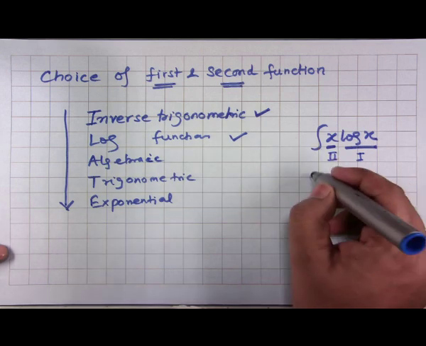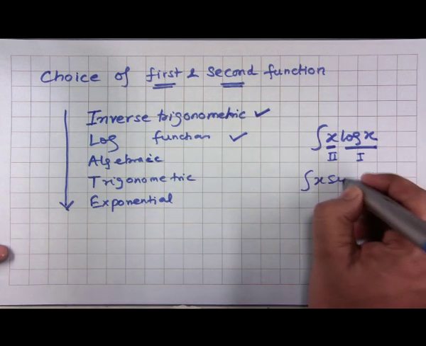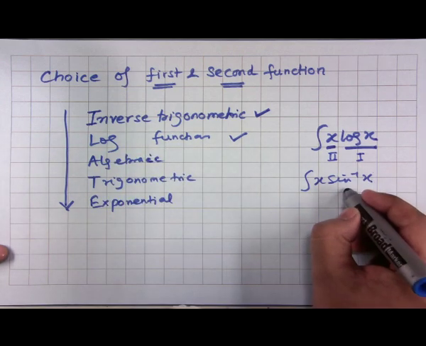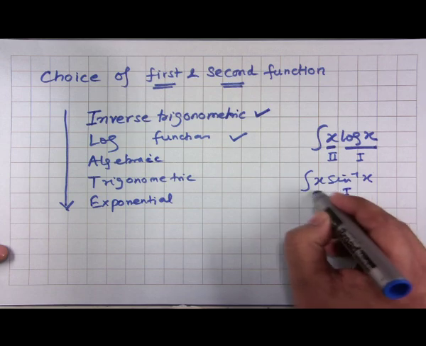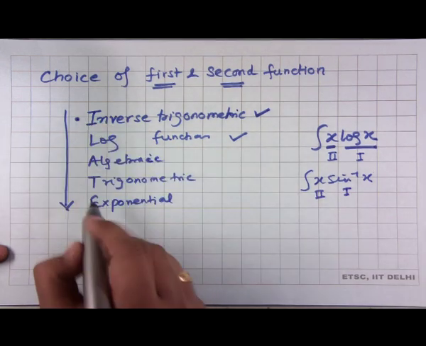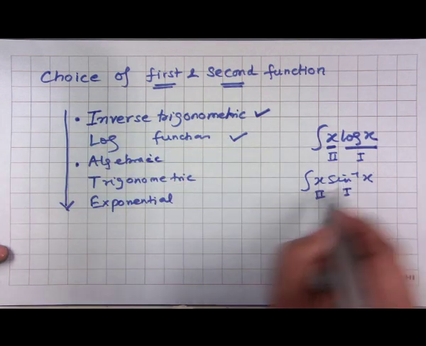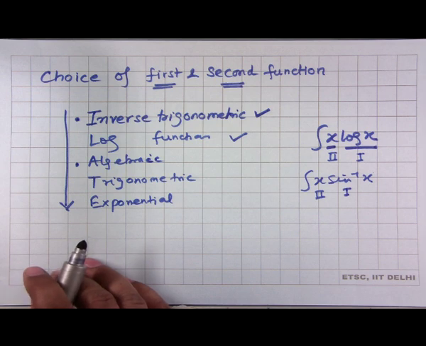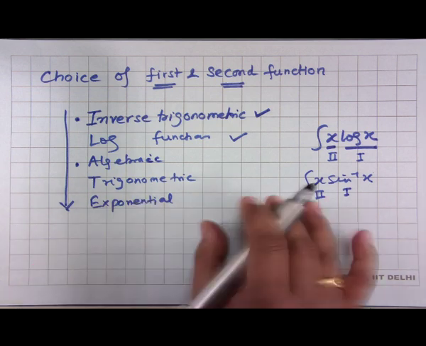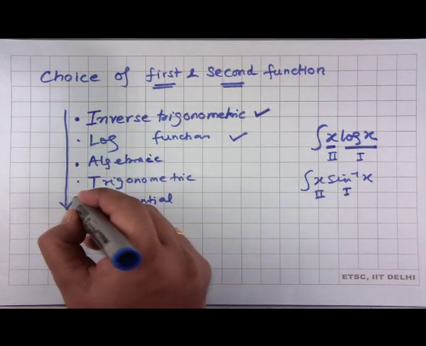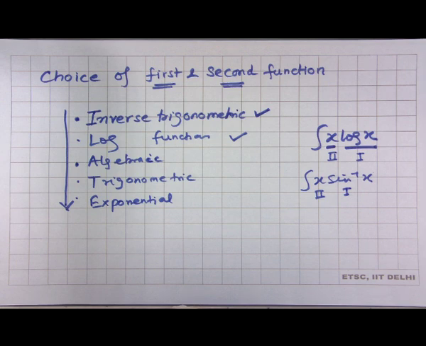Similarly, we saw the case for x sin inverse x. Here also the inverse function was first and this was second. So, this also falls in this order, inverse trigonometric and then algebraic. Inverse trigonometric was chosen first and then algebraic function was chosen as second function, and this is the order of functions which should be kept in mind while evaluating.